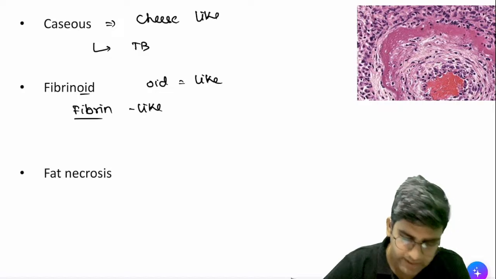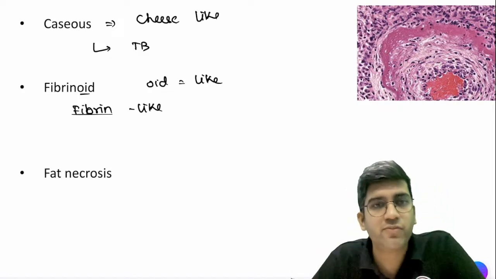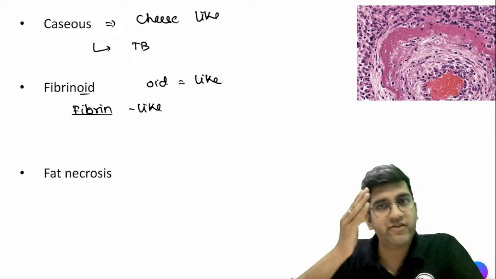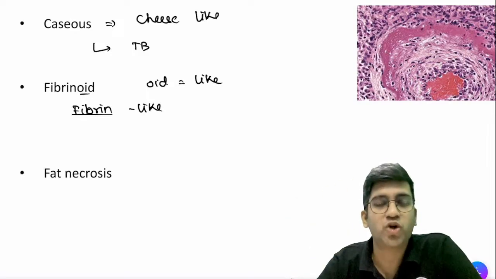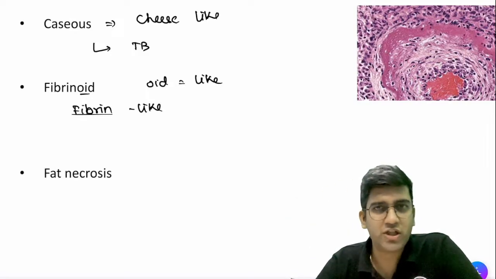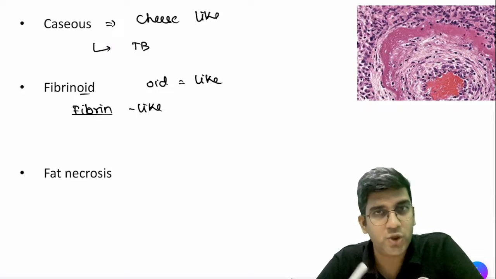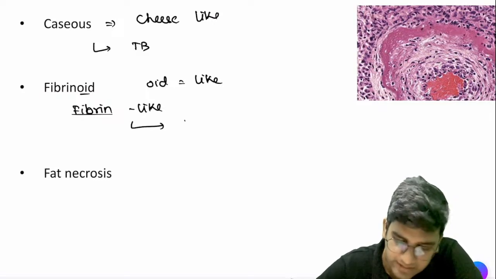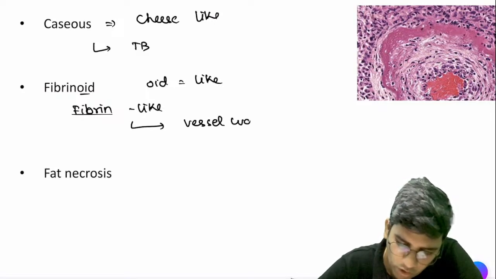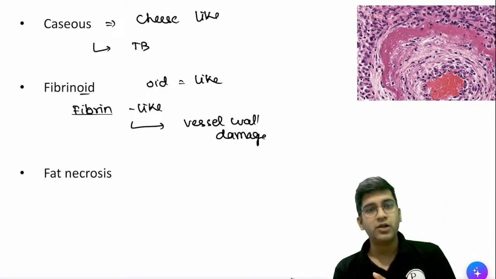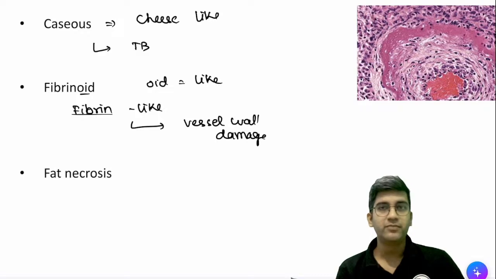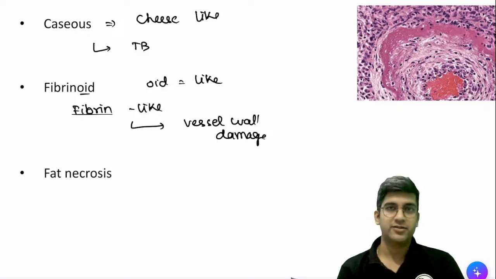Where do you see fibrin? In which condition will fibrinogen be converted to fibrin? There's only one place in the body where fibrinogen becomes fibrin, whatever you call it. Blood clot. Perfect. So can I say every vessel wall damage will have fibrin-like material or fibrinoid necrosis? You will, right? So fibrinoid necrosis will be seen in every vessel wall damage. Rahul, now a question back to you. Will it be seen only in PAN or any vasculitis?